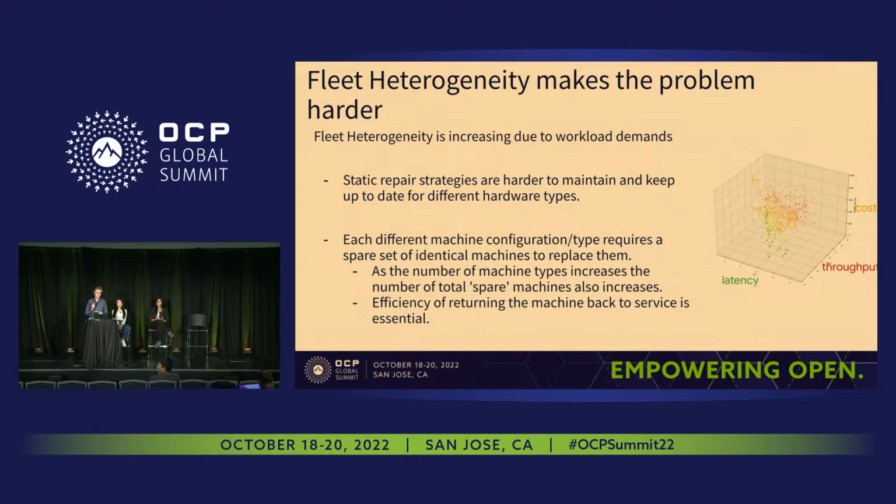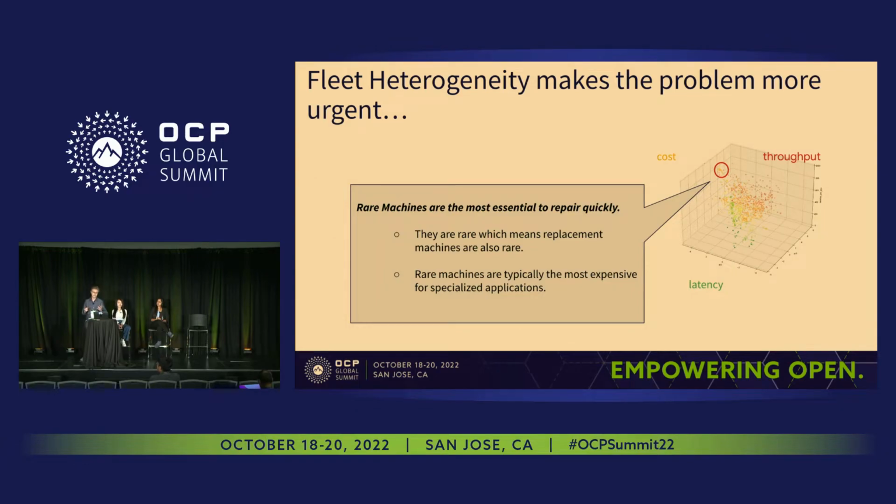There's another even more nefarious side of heterogeneity, and that's that our most rare machines, the ones that we have the fewest of, they're also our most expensive. We need to repair those very, very quickly. These are running very specialized workloads.